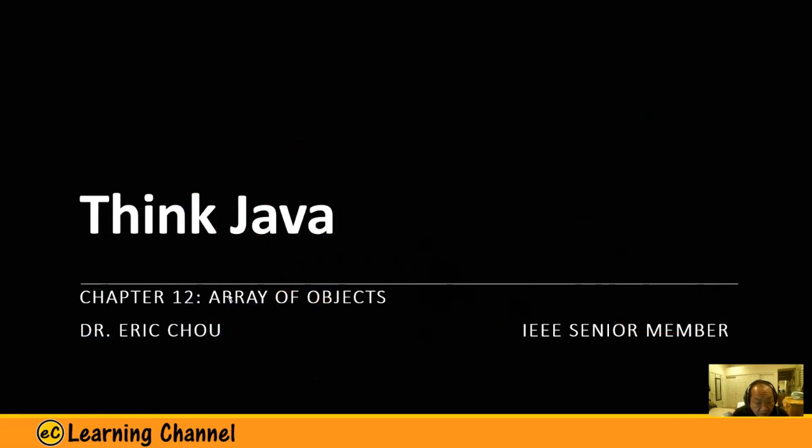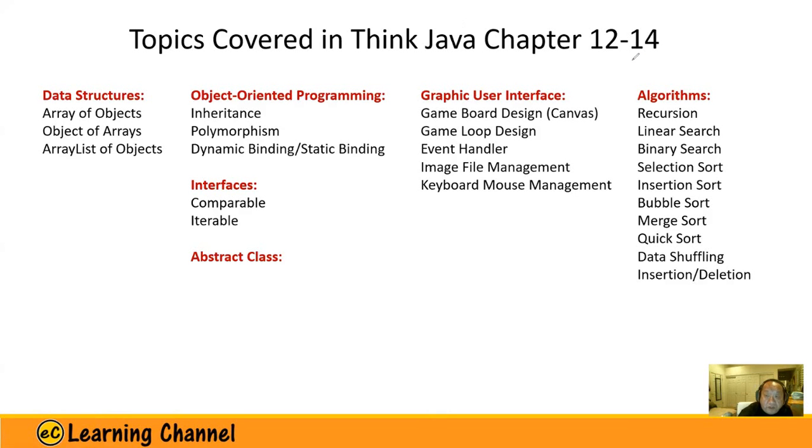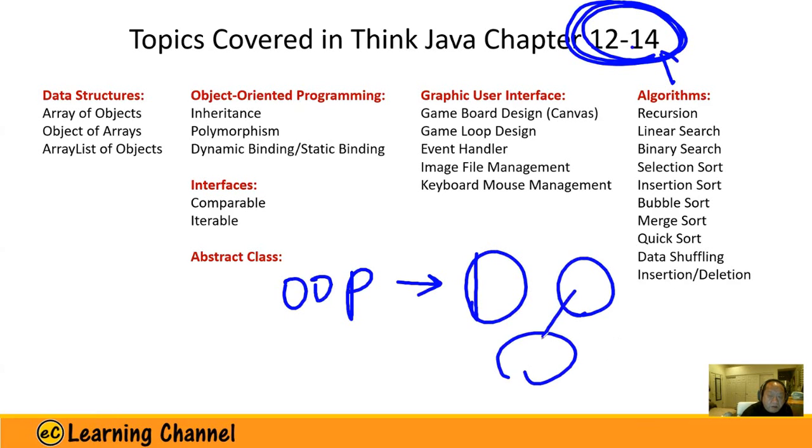Today we are on chapter 12, array of objects. The rest of the book, chapters 12 to 14, represents OOP, object-oriented programming, and represents the inter-class relationship, the different class relationships.